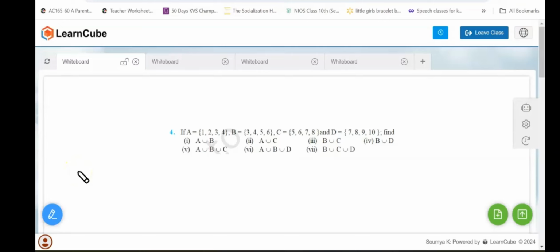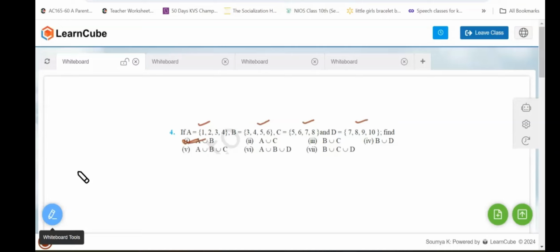Fourth question says A is a given set, B is another set, C is another set and D is another set. So find A union B. Very easy. A and B union you have to find by writing the elements of A and writing the elements of B and the repeated elements once. So it will be 1, 2, 3, 4, 5 and 6. That will be the resulting answer of A union B.